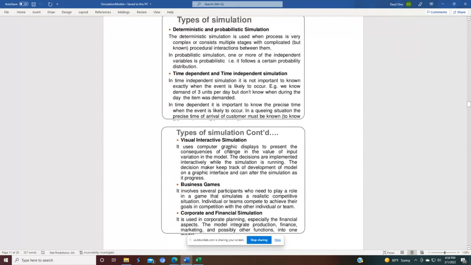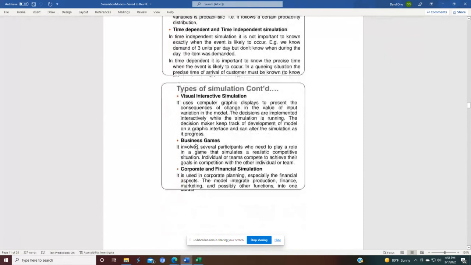Visual, interactive simulation. These are the games that the kids play. Okay? And kids many times are very good at this. They are experts at simulation without understanding everything that we're going to. And then the ones that we want to focus on are business games, game theory for simulation, but as it applies to business, corporate, and financial simulation, we're going to try this as our problem today.